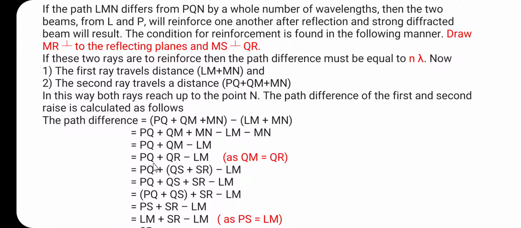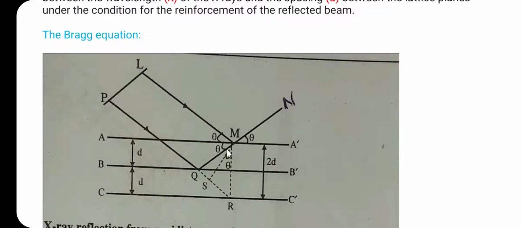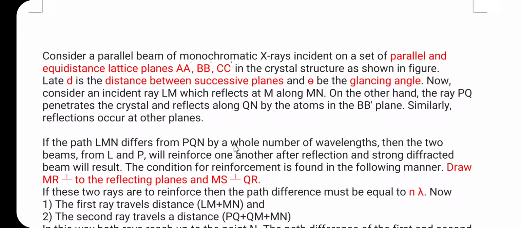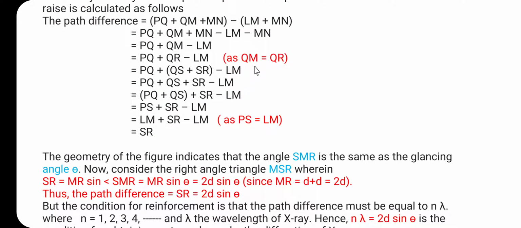So this is PQ plus QR minus LM. In the diagram, QM is equal to QR. That means these two distances are the same. So QM is equal to QR.